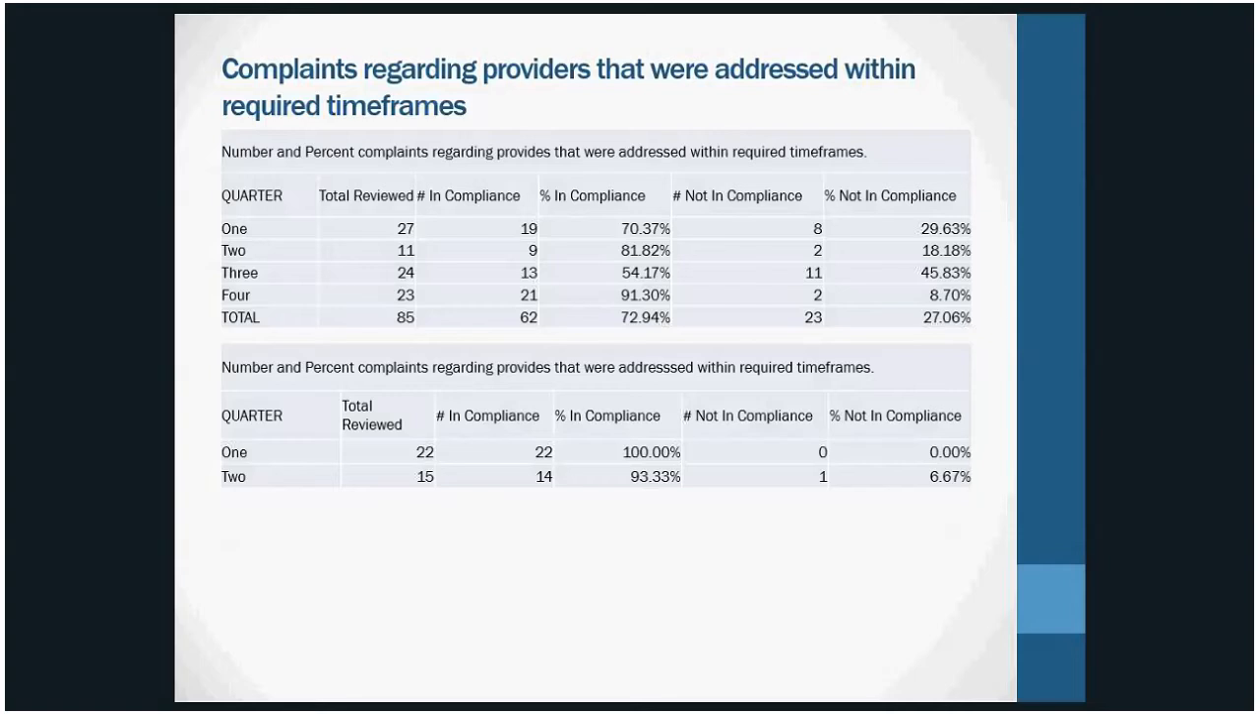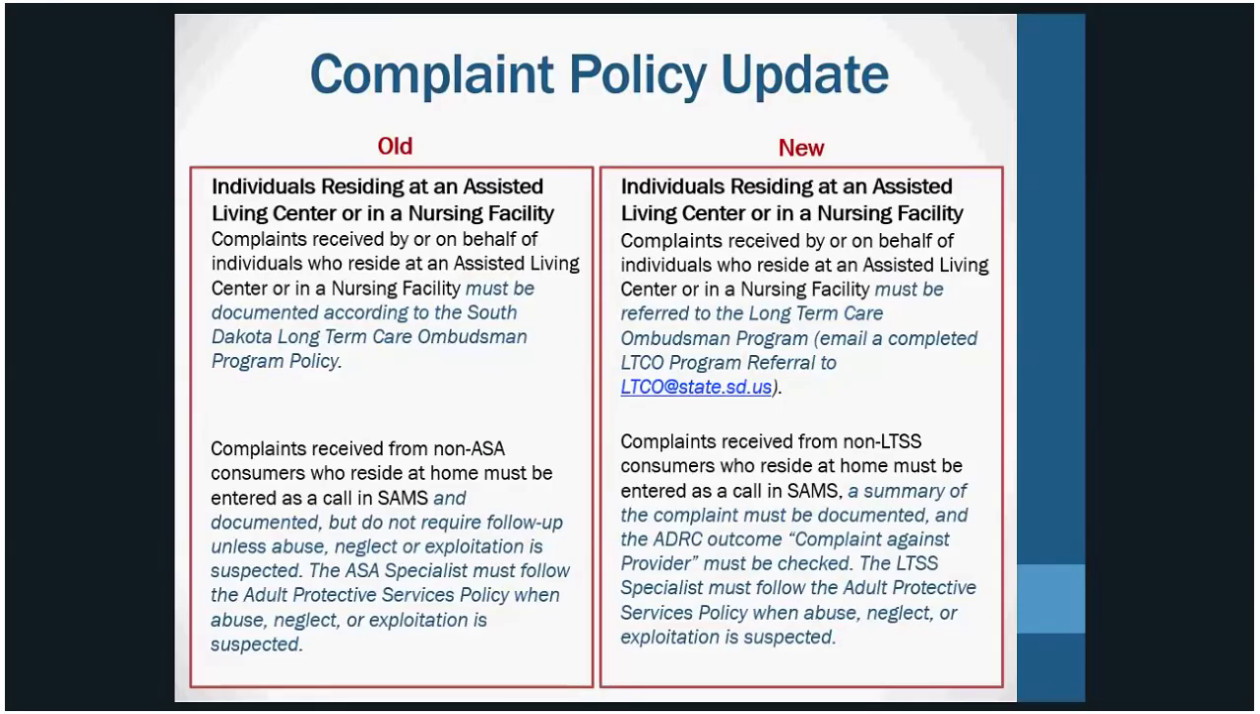At this time, this includes the in-home provider complaints from SAMs as well as the AL waiver residents, which are in Ombuds Manager and reviewed by the Ombudsman. We did, however, make some changes to the complaint policy just because we realized that it hadn't been updated after the Ombudsman change last summer. So Leslie's going to talk more specifically about the changes that were made.